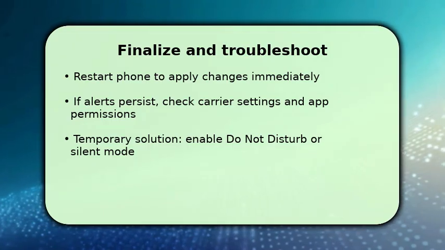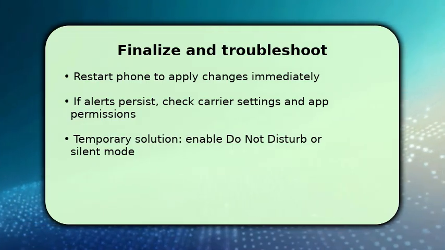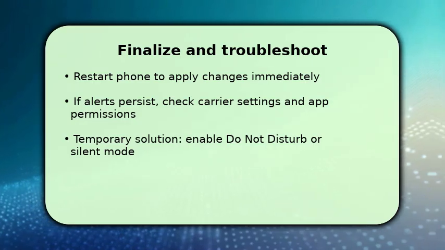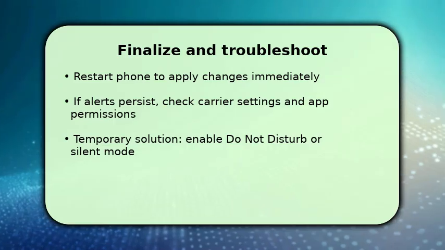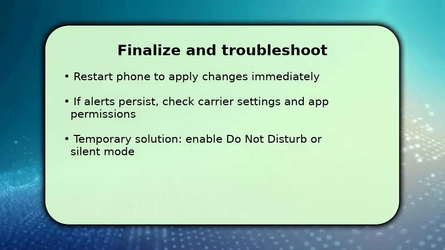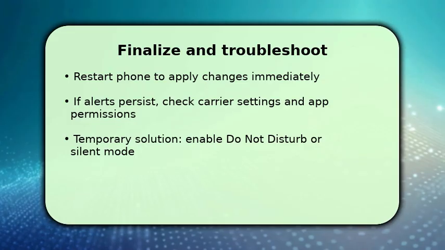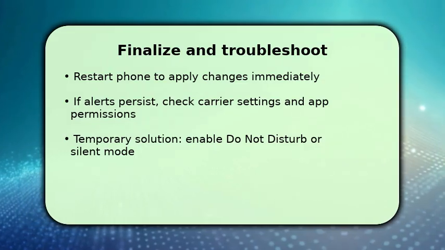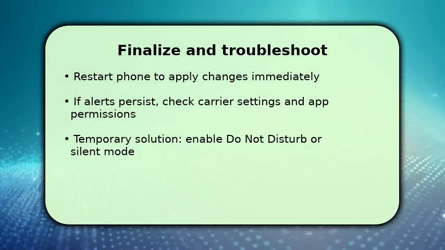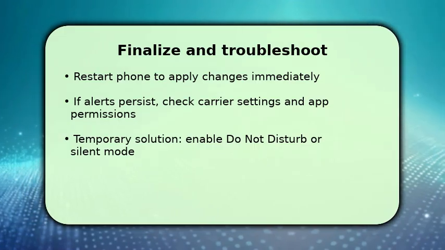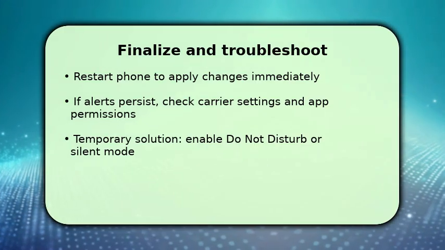If alerts keep arriving, make sure carrier-level alerts aren't enforced and check any third-party apps with notification permissions that might mirror alerts. As a short-term workaround, enable Do Not Disturb or set notifications to silent, but remember that may block important non-emergency notices. If problems persist, contact your carrier, since some emergency alerts are mandated and can't be fully turned off.